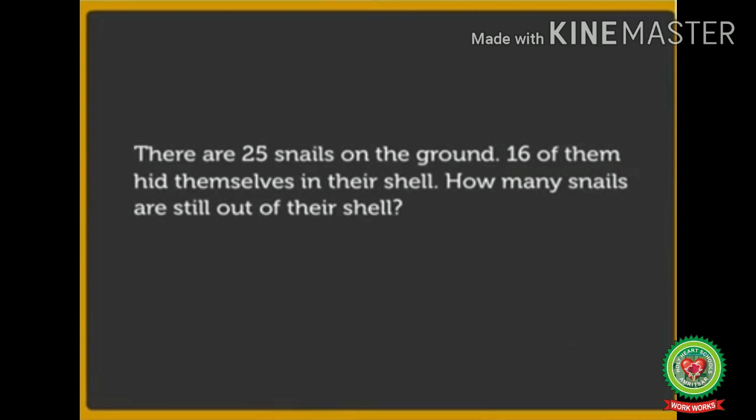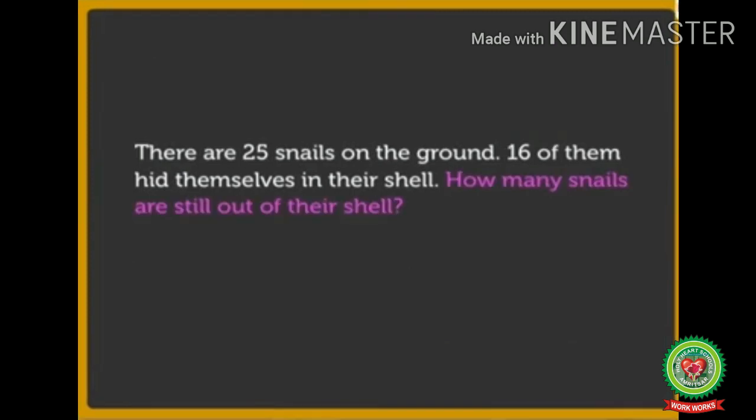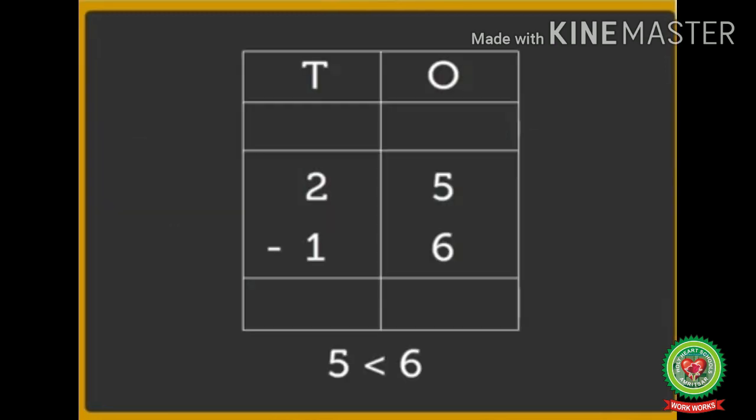Read the statement now. There are 25 snails on the ground. 16 of them hid themselves in their shell. How many snails are still out of their shell? Now, I have highlighted the line. How many snails are still out of their shell? That means we have to find the remaining ones.